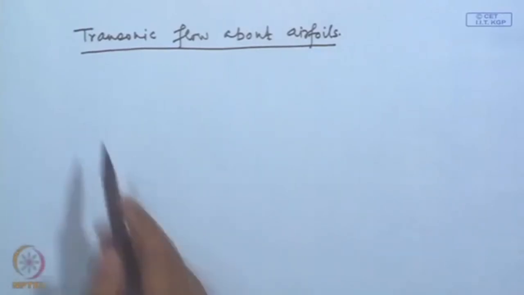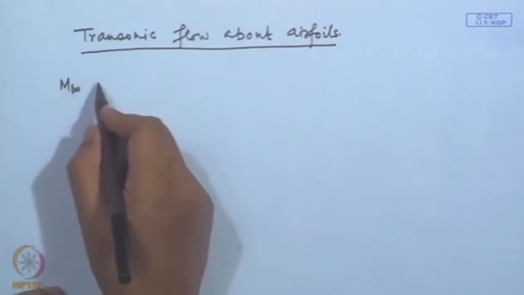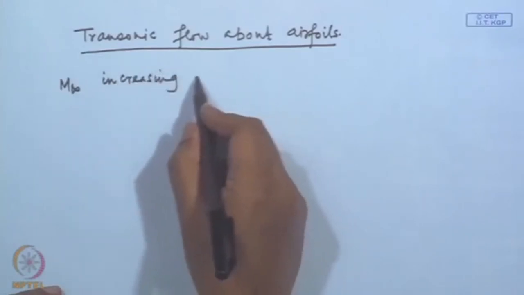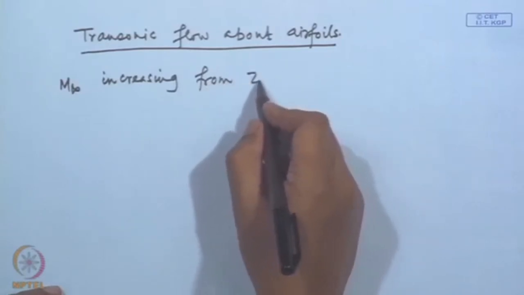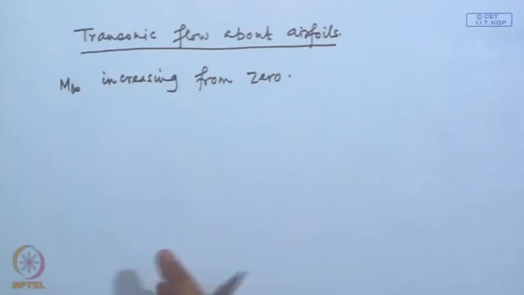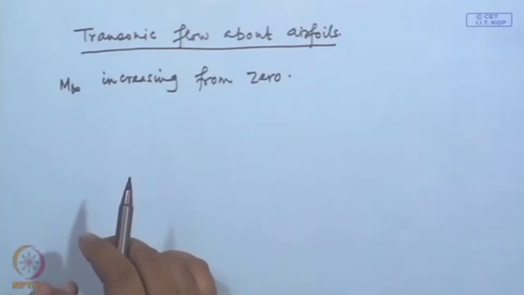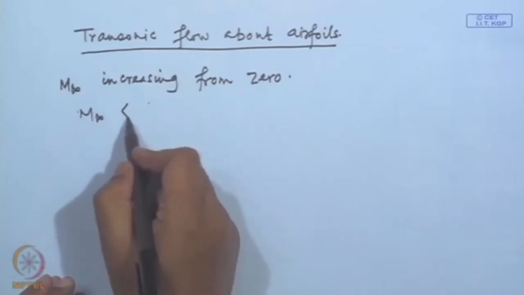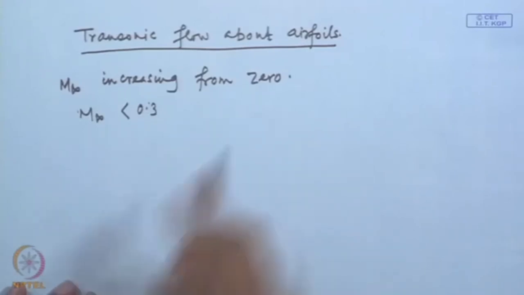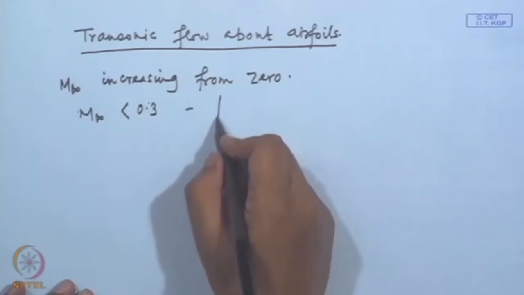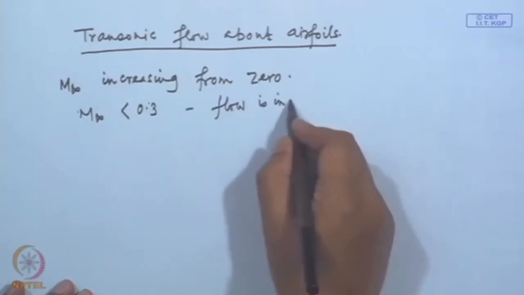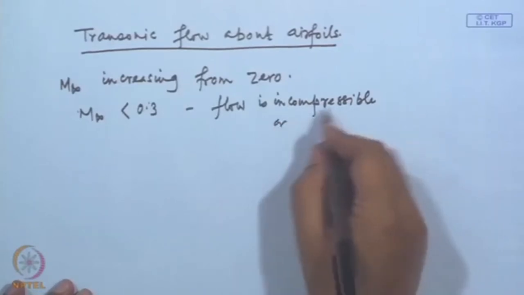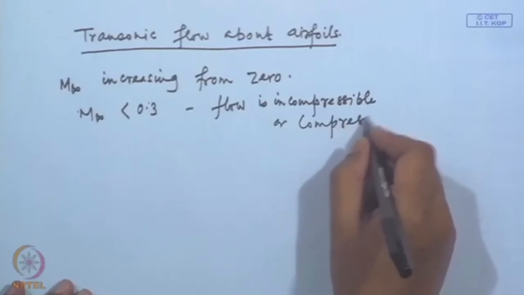Again, let us consider that M infinity is increasing from 0, initially up to a certain Mach number, let us say, as a thumb rule which we have taken, M infinity less than 0.3. This flow is incompressible and we know what the flow is. Of course, they can be treated as compressible subsonic.